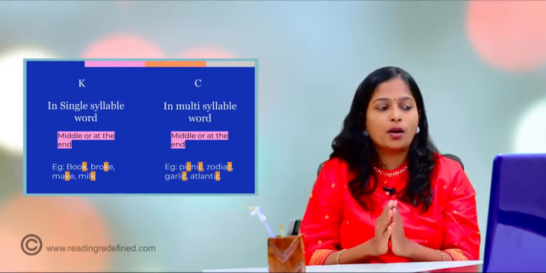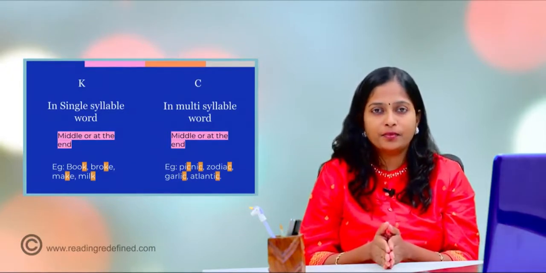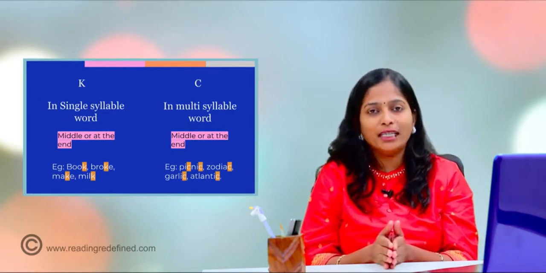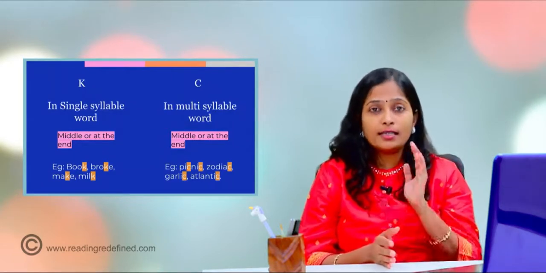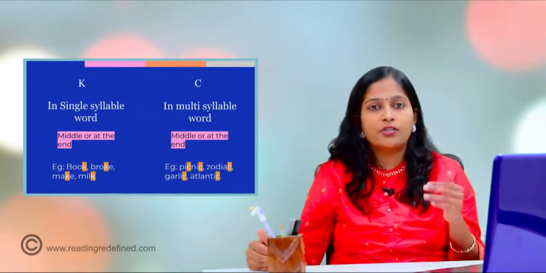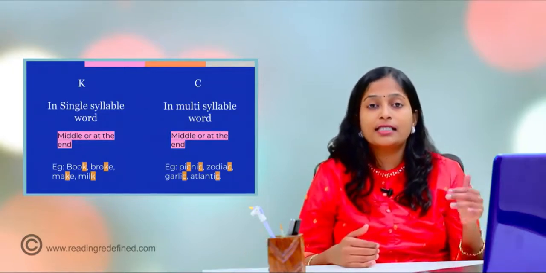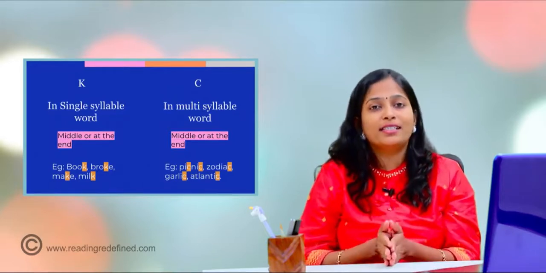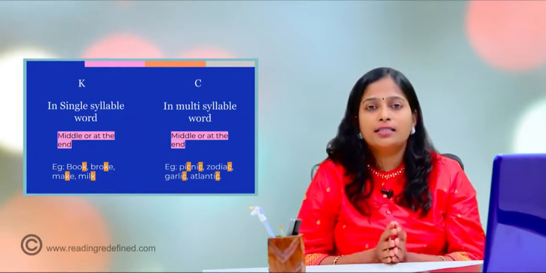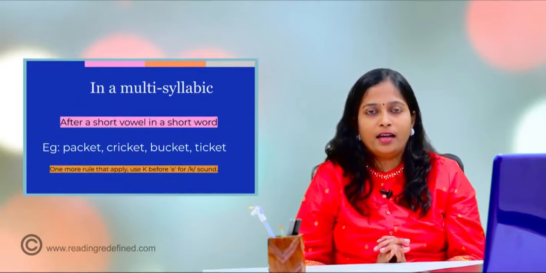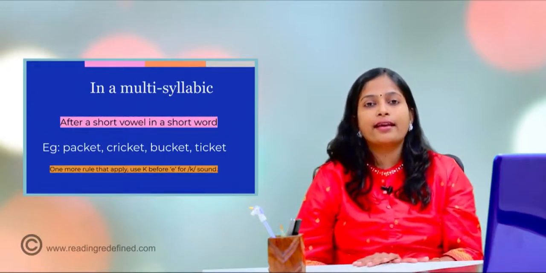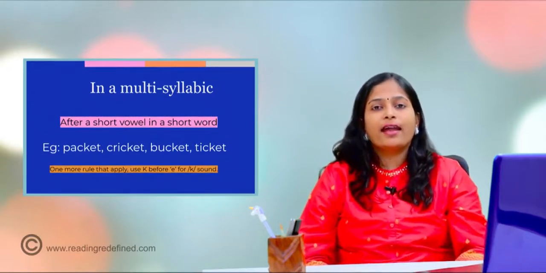The words like book, broke, make, milk. If you notice, all are single syllable words and we have used K wherever we have to write the K sound. In words like picnic, zodiac, garlic, magic, Atlantic, fantastic, everywhere, since it's a multi-syllable word, we are using only C wherever we have the K sound. And in words like cricket, bucket, ticket, rocket, if you notice the second syllable starts with a vowel.